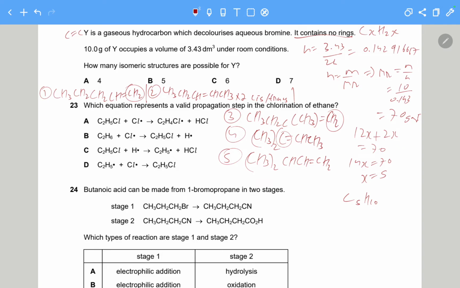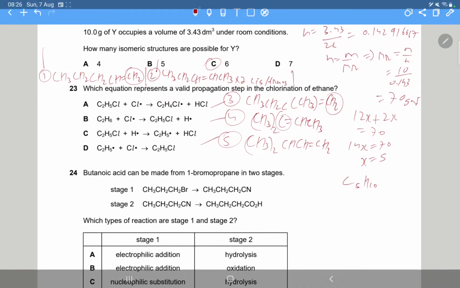And this one will also not have any cis trans isomers. So in total you have 1, you have 2 times 2, which is total 3, then 4, 5 and 6, and therefore you have 6 possible isomeric structures, structural and geometrical.